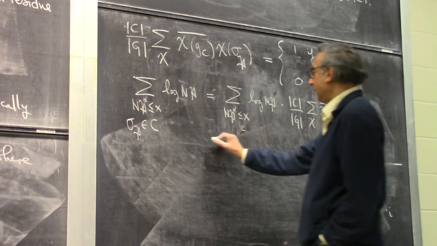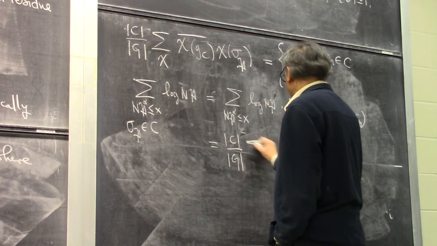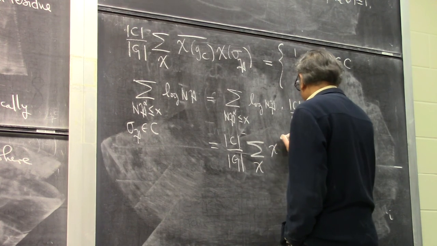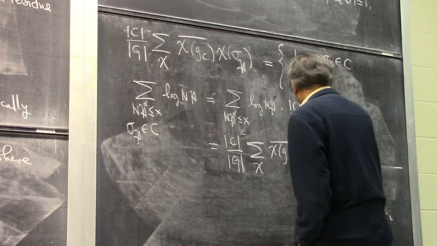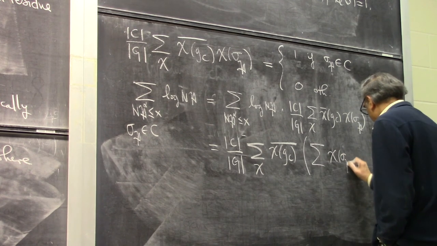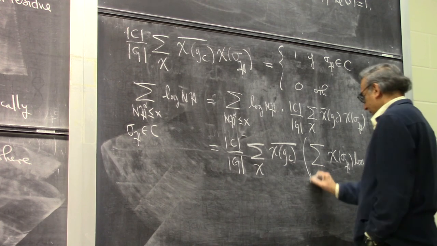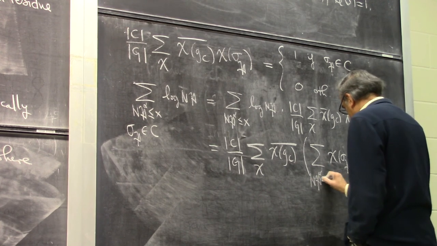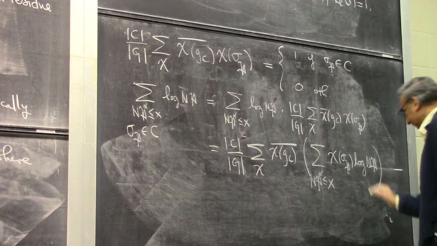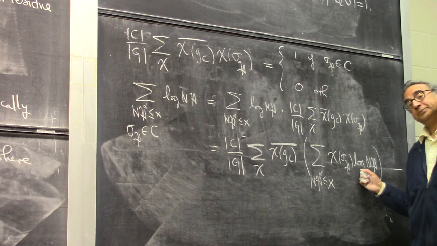So you get mod C over mod G, summation over chi. Inside, we get chi of sigma p log norm p of the alpha, less than x. Now I need to know what's going on here.